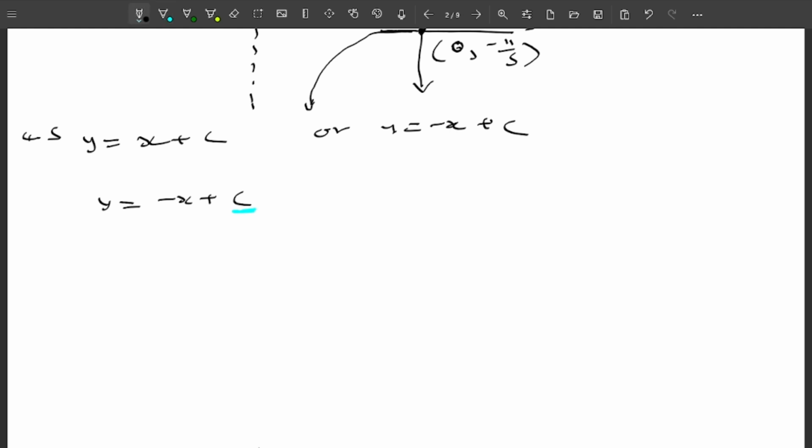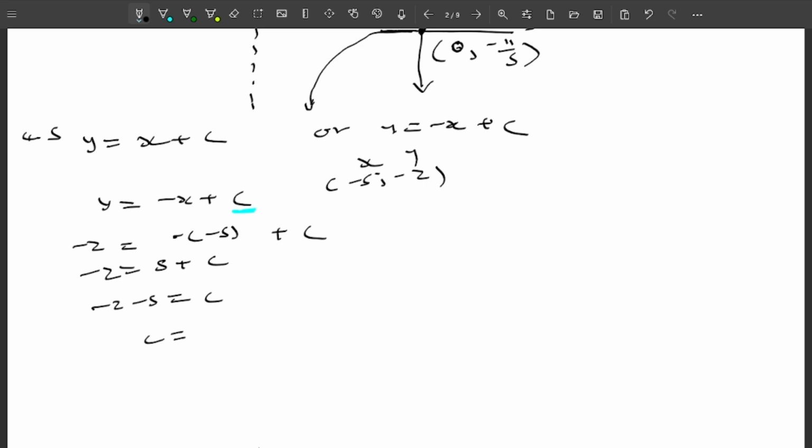In order to find it, you're going to use your asymptotes, which are minus 5 and minus 2. This is the x asymptote and the y asymptote. So you're going to substitute them in here. You're going to have minus 2 is equal to minus open bracket minus 5 close bracket plus c. So then it's, oh no, it's going to be positive 5. So we take the 5 to the other side, it becomes negative 5, then minus 2 and negative 5 is equal to c, so c is equal to minus 7, right?